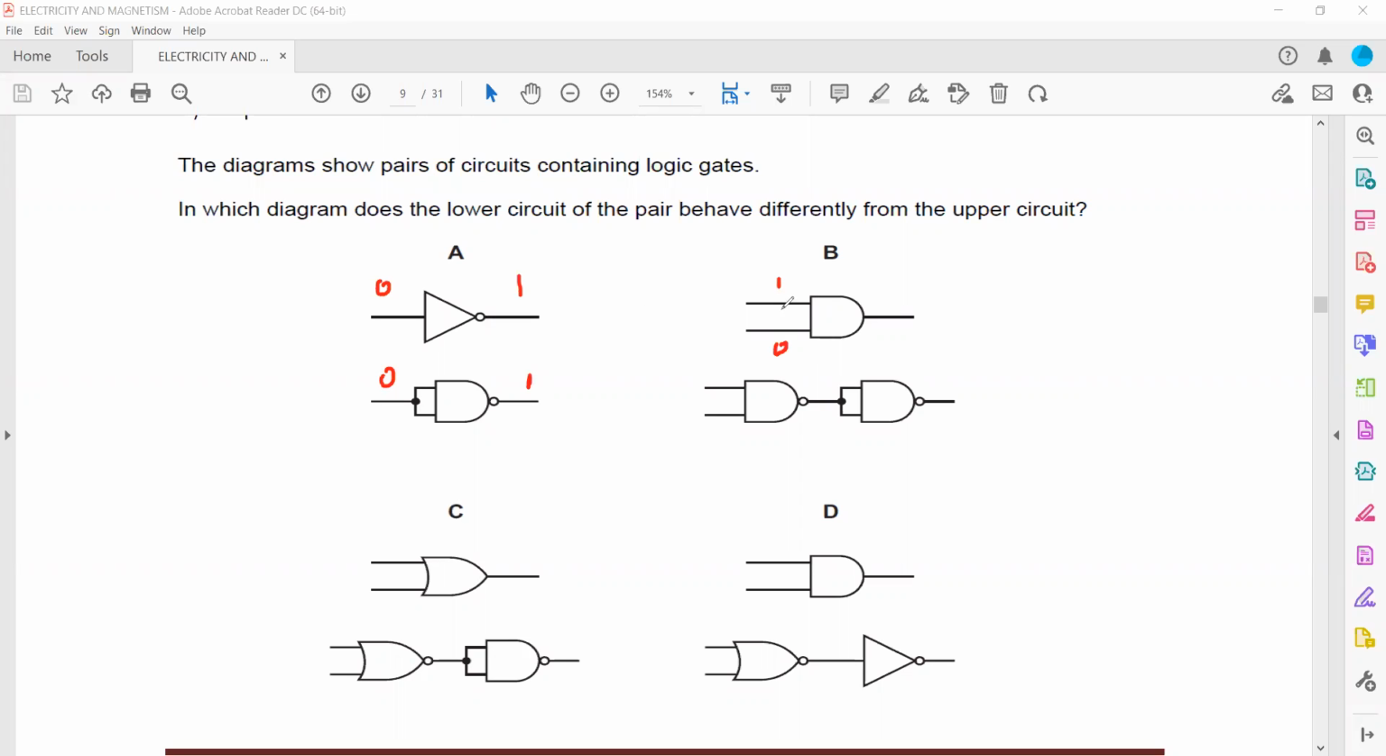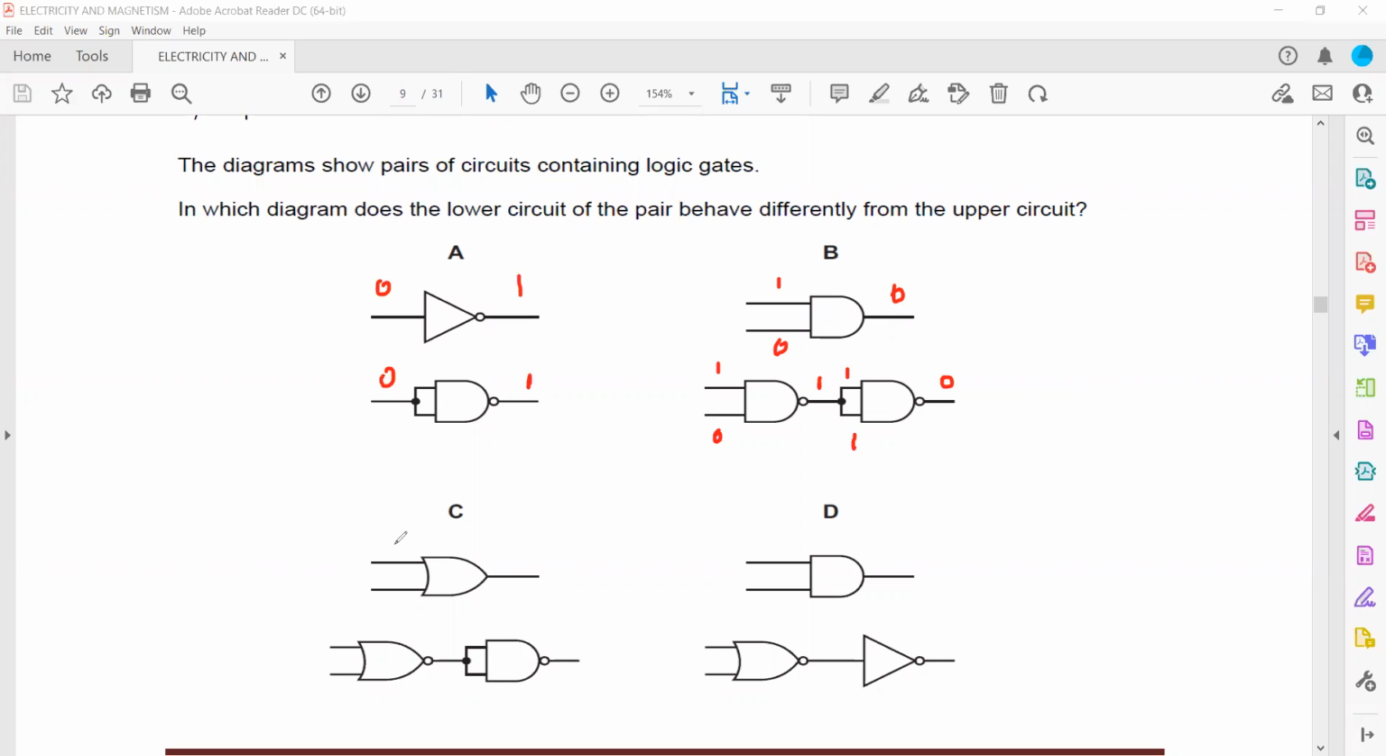If this is 1 and 0, so 1, 0, this is 0. But this is 1 and 0. 1 multiplied by 0 is 0, passes through inverter, make it 1. And 1 multiplied by 1 is 1, passes through inverter, make it 0. So both are acting in the same way.